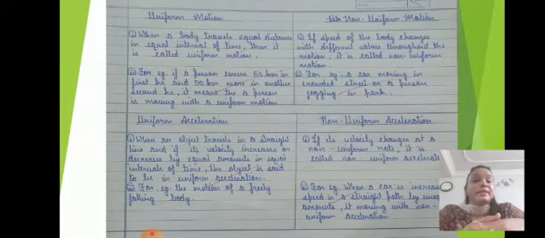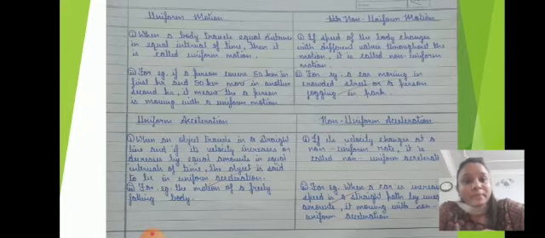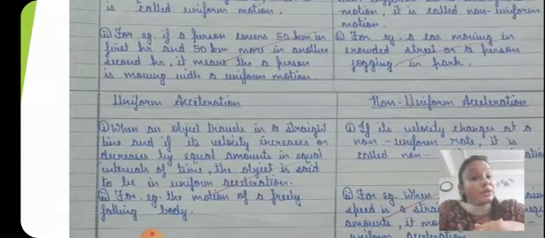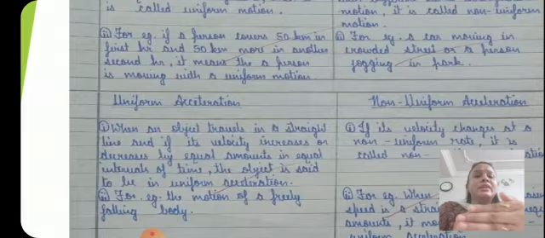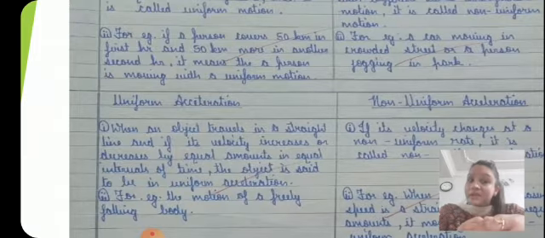Now the third one is uniform acceleration and non-uniform acceleration. When an object travels in a straight line and its velocity increases or decreases by equal amounts in equal intervals of time, it is known as uniform acceleration.